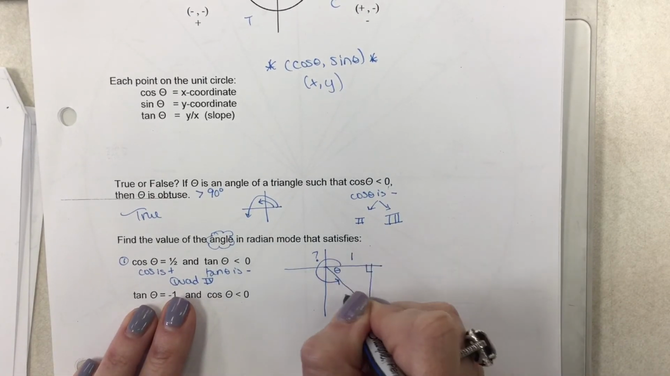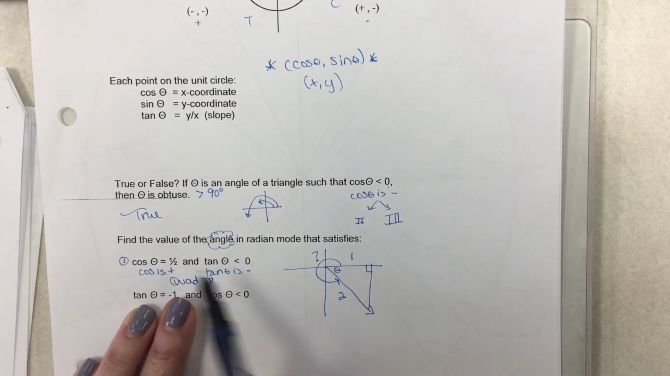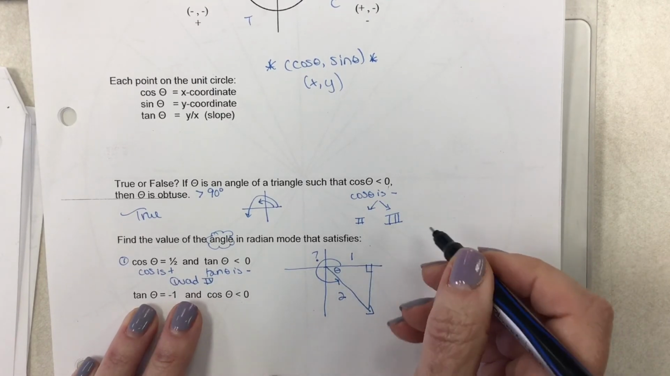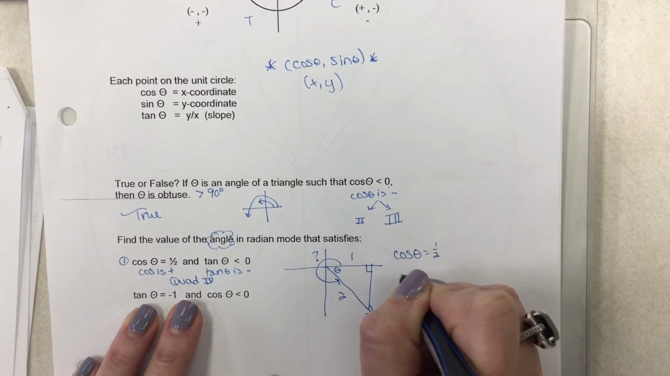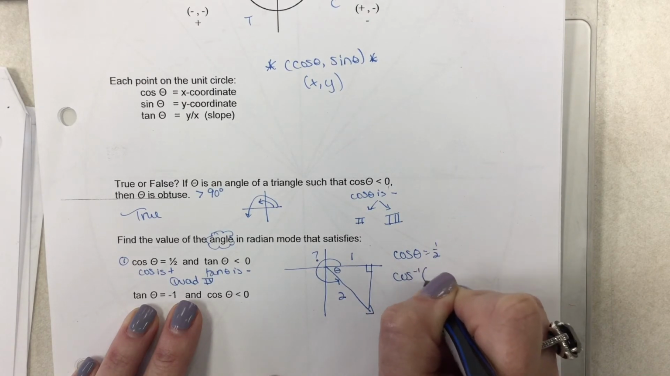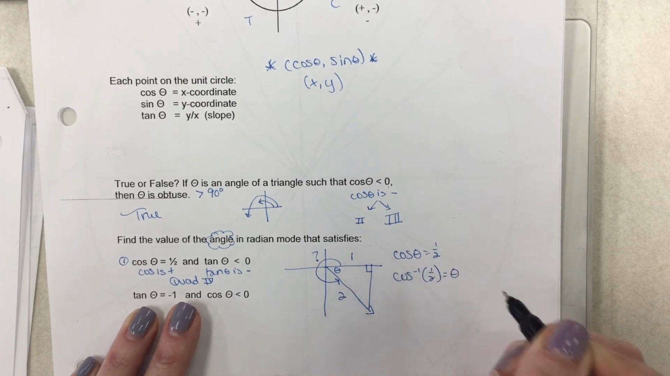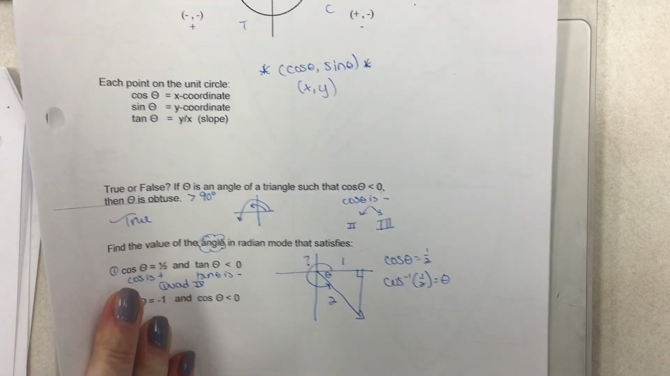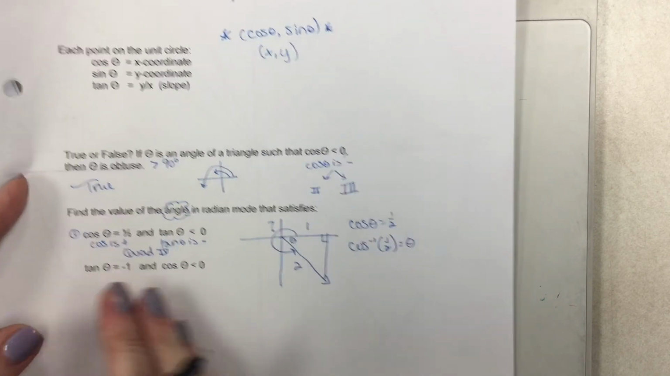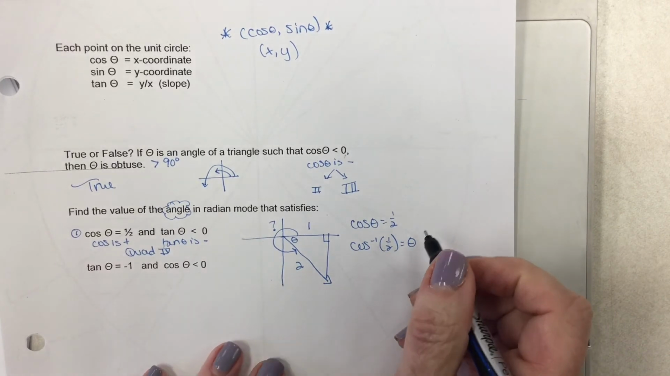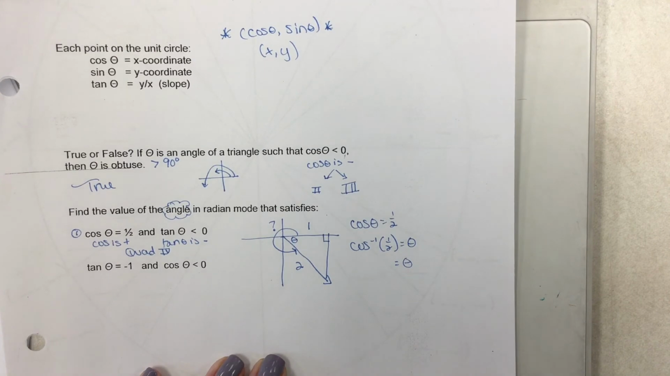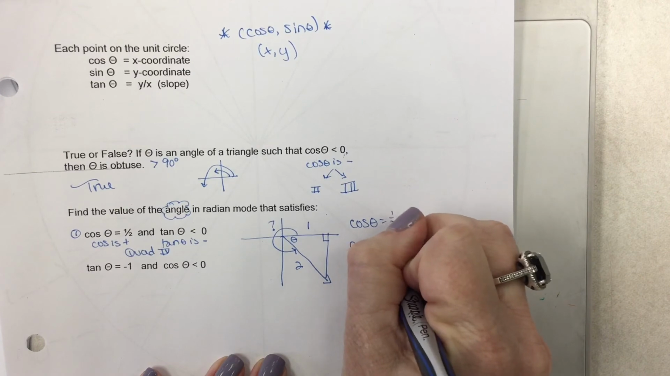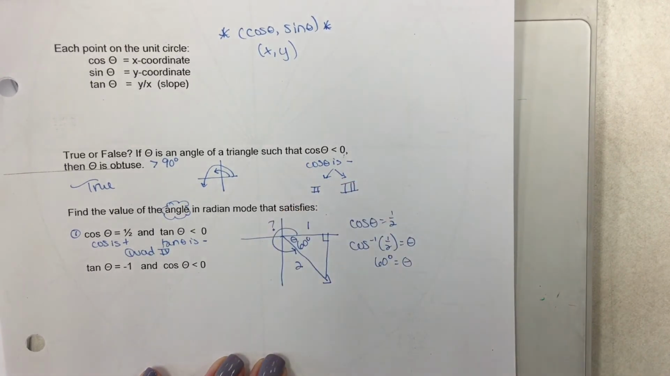Well, I know that this is 1 and this is 2 because it's adjacent over hypotenuse. So I know that cosine theta is 1/2. And if I want to find theta, I'm going to use the inverse function. So on your calculator, you're going to take the inverse cosine of 1/2 and tell me what theta is. Okay, so now I know that that is 60 degrees.